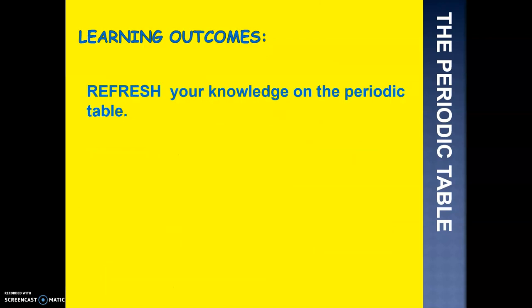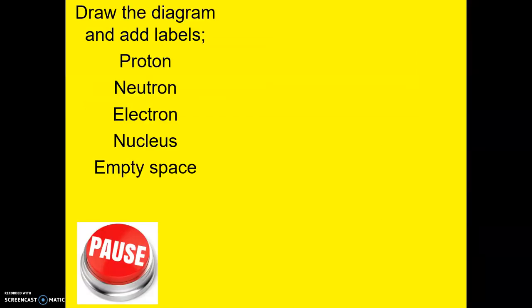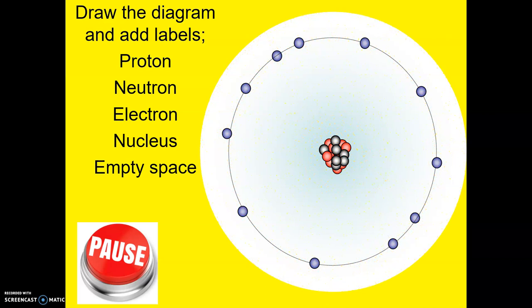Okay, so what we're doing today, just going to refresh our knowledge on the periodic table. The periodic table contains all the known elements. Before we get started, can you please draw in this diagram here and then label with the arrows there. So draw the diagram and add the labels. Give yourself 2 minutes. Go.